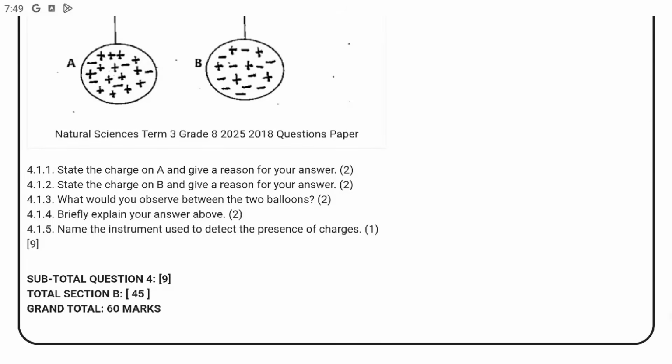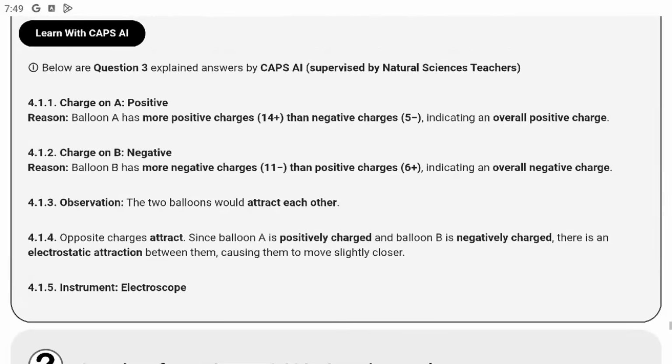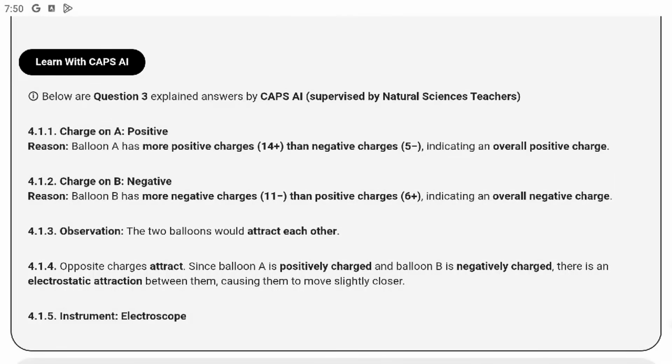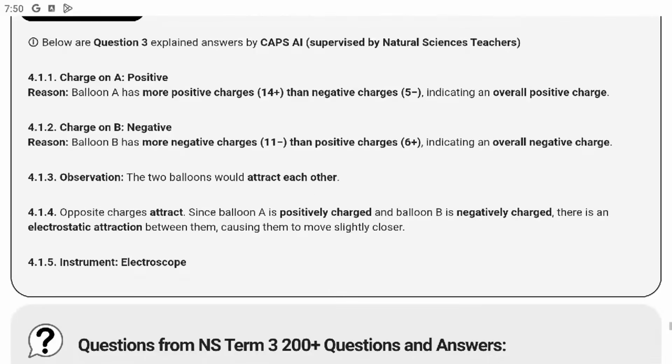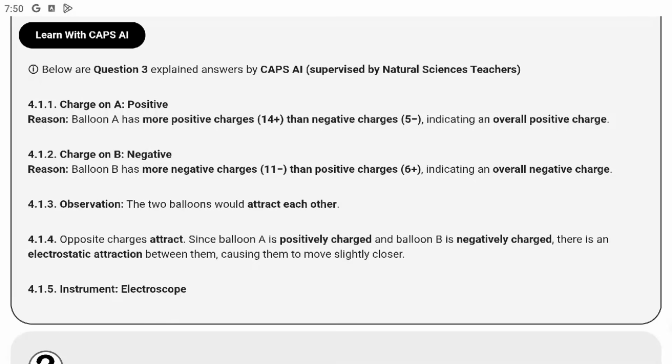Okay. So 4.1.4, opposite charges attract. Okay. Since balloon A is positively charged and balloon B is negatively charged, there is an electrostatic attraction between them, causing them to move slightly closer. 4.1.5, name the instrument used to detect the presence of charges. Instrument which is called the electroscope, right?